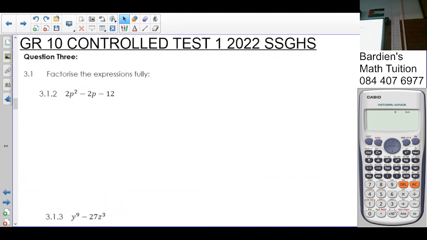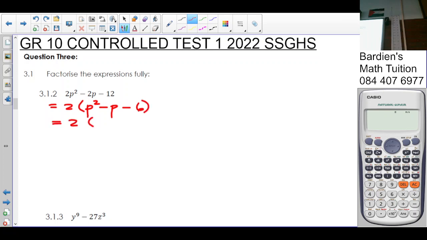3.1.2. Is there a common factor there? Yes, of 2. I'm then left with p squared minus p minus 6. Then this becomes a trinomial for us now. So what goes on the line? Factors of 1, so it's 1 and 1. Factors of 6 are 1 and 6, 2 and 3. Do you add or subtract the products? Subtract. So 1 times 6 is 6, 1 times 1 is 1. You subtract 6 by 1, you're going to get 5. We're looking for 1. 1 times 3 is 3, 1 times 2 is 2. 3 minus 2 is 1.